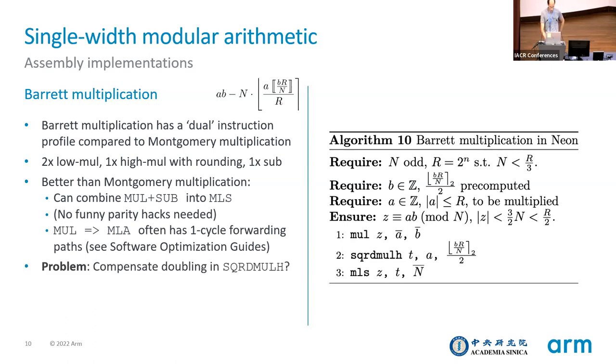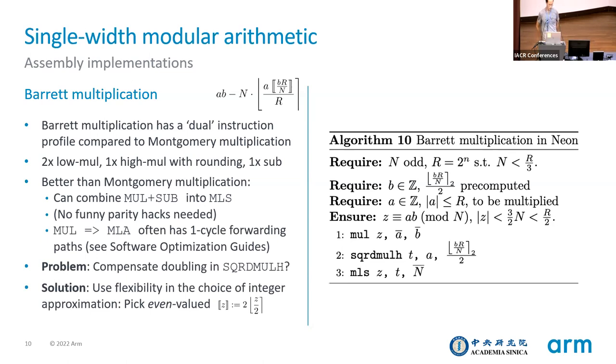There's one issue here, which you might have noticed. We again have this nasty doubling. And that's the reason why we carried around this generality all the time. We have this approximation and never said what it actually is. And what we do here is we pick round to the next even number. And if we round to the next even number, we can compensate for the doubling that's inherent in this high multiplication, which is multiplying with half of what we actually want to multiply with.